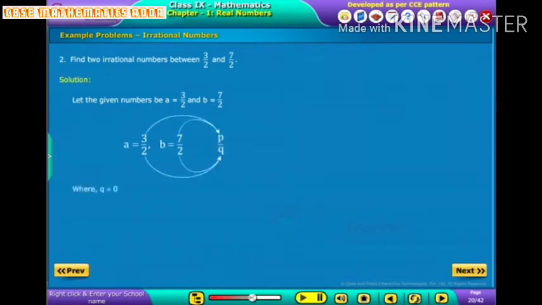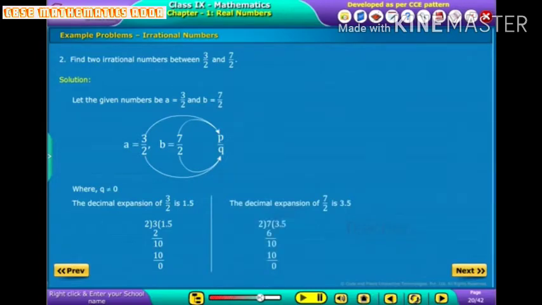Find two irrational numbers between 3/2 and 7/2. Solution: let the given numbers be a equal to 3/2 and b equal to 7/2. We observe that both the numbers are rational since they are in the form of p by q, where q is not equal to 0. Initially, we need to find the decimal expansions of the given two numbers. The decimal expansion of 3/2 is 1.5, and similarly, the decimal expansion of 7/2 is 3.5.